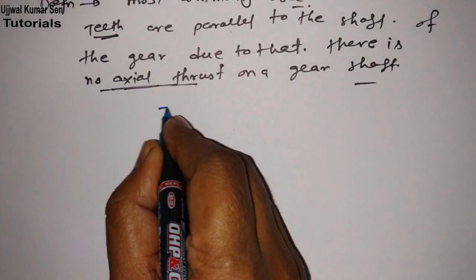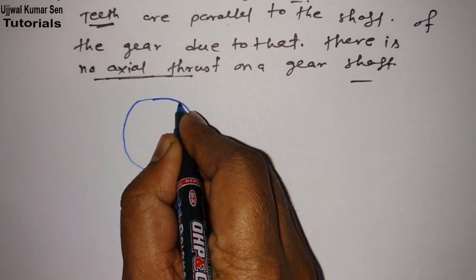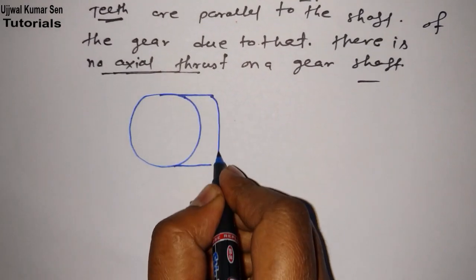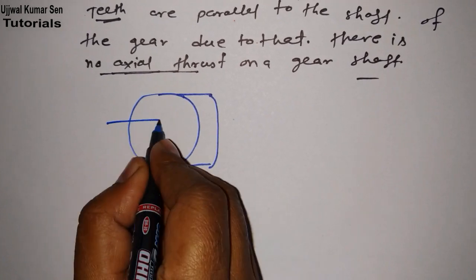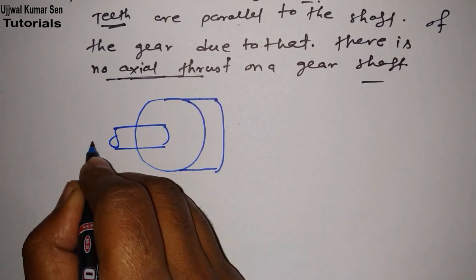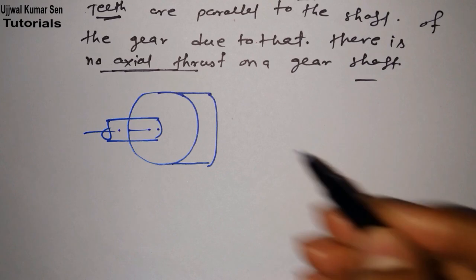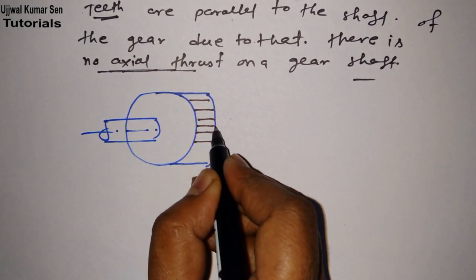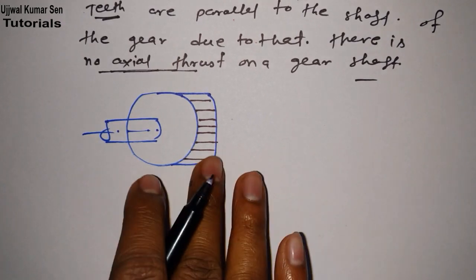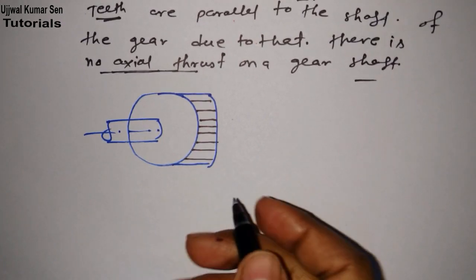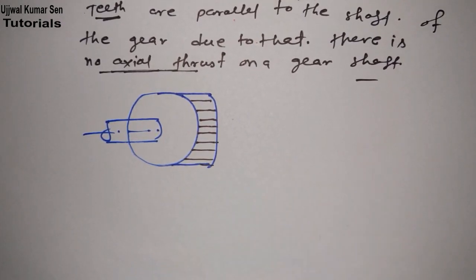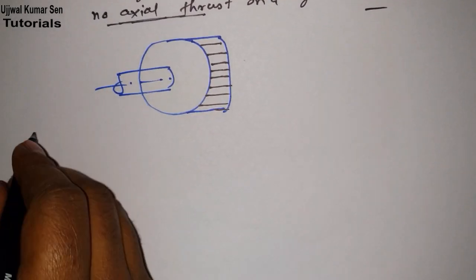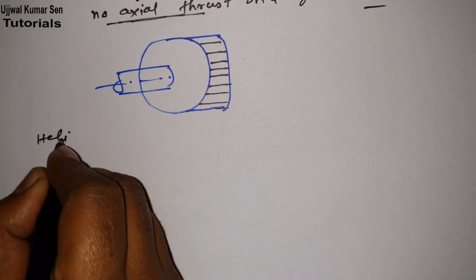Now let's go for its diagram first, because without a diagram most probably you are not going to understand it with proper knowledge. So this is the diagram of spur gear. You can draw the same diagram in the examination, and you can see other sources also, you will get the same thing. Okay, now let's go for the next gear, that is helical.